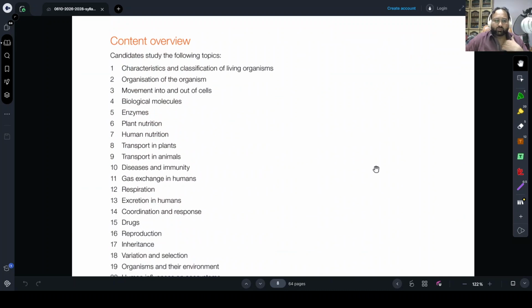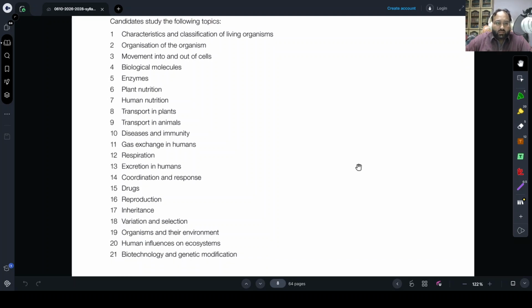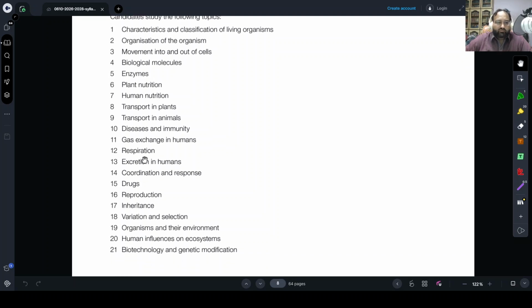This is the syllabus. These are the chapter headings, let's say. So you've got 21. In O-level, they're 19. So this one's not lengthier. They just have sections of the content under different headings. The content is pretty much the same. So characteristics and classification of living organisms, organization of organisms. O-level starts off with this, IGCSE starting off with characteristics and classification.